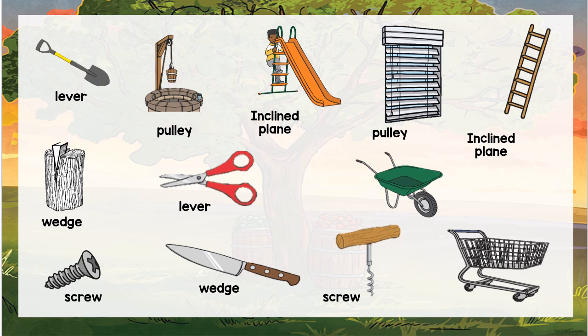And we have the grocery trolley. What type of simple machine? Okay, we have the wheelbarrow, which will be the wheel and axle. Then we have another wheel and axle, which is the grocery cart.